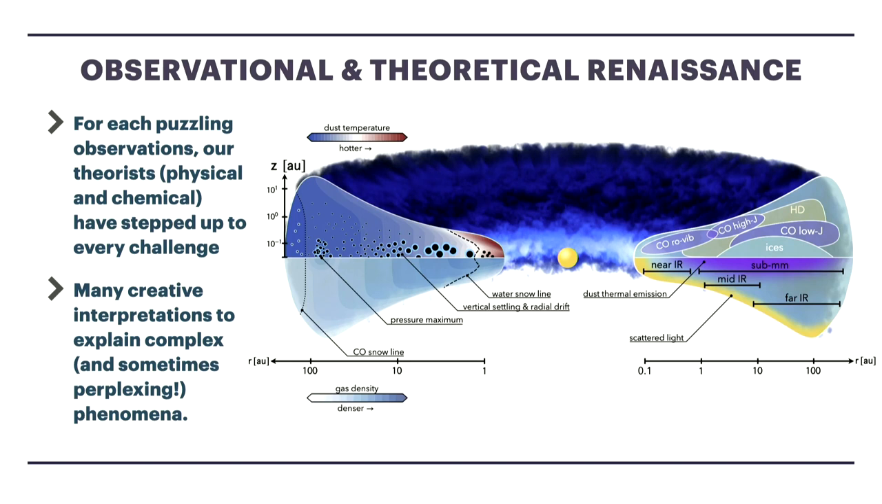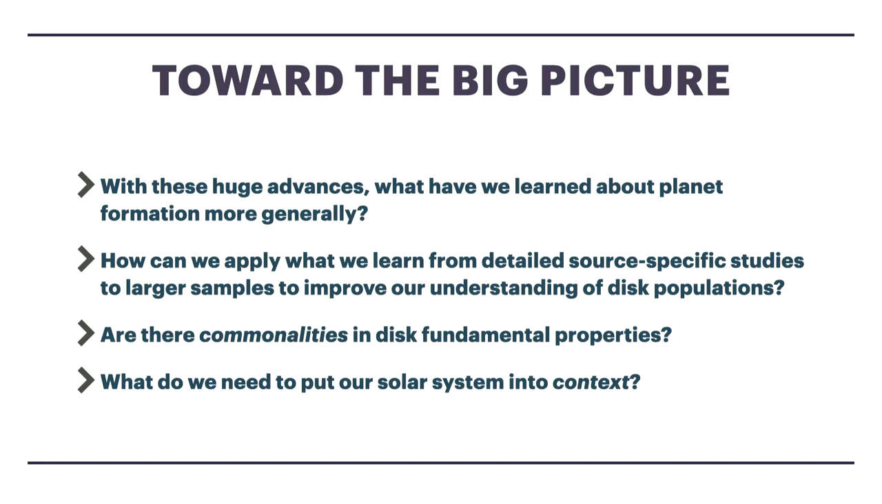So this theorist playground is great, but we want to step back with this chapter and figure out what we have actually learned. What is the big picture? So with these huge advances both on the data as well as the theoretical models, what have we actually learned about planet formation more generally? Can we apply what we've learned from the very detailed source-specific studies, where we've had to match really complicated, complex observations, often multi-line, multi-feature, to actually start to move towards a big picture, towards our understanding of disks as a population? Are there commonalities in disk fundamental properties? Can we say something about big picture questions, like whether planet formation is efficient or not, or what makes a disk very good at forming planets or not? And what do we actually need to start putting our solar system into context? Are we an outlier, or are we somewhere in the middle?